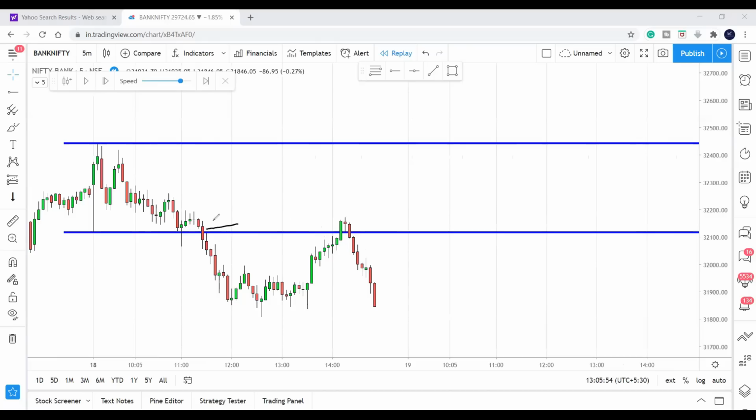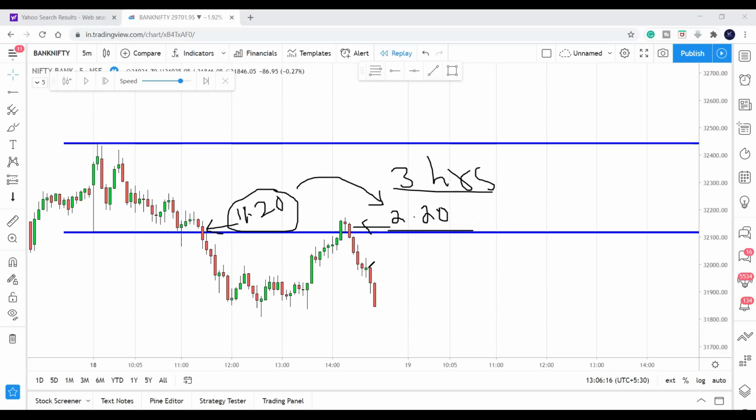It happened at what time? 11:20 a.m. in the morning, right? On 18th of January, the breakout happened. After that, your entry came at 2:20. How many hours? You had to wait 3 hours for your entry, right? So you entered here and you made a profit. Now you know why 90% of the traders fail in the stock market.